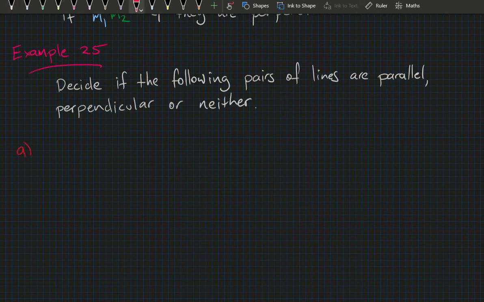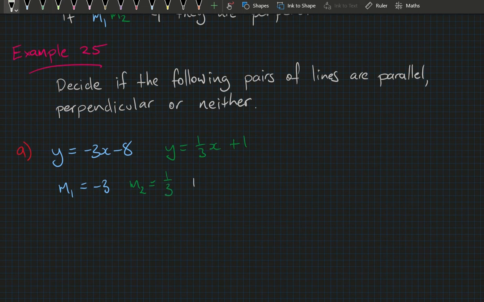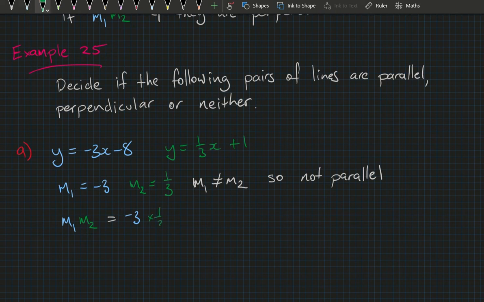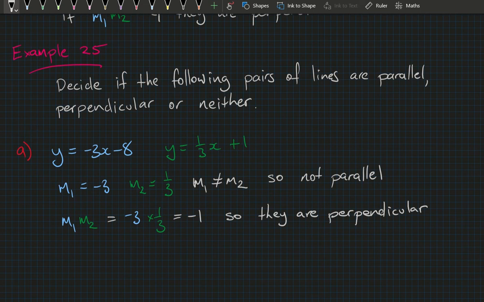In part A, the equations are y equals minus 3x minus 8 and y equals 1/3 x plus 1. If we look at the gradient of the blue equation, m1 is equal to minus 3. And if we look at the gradient of the green equation, m2 is equal to 1/3. So m1 is not equal to m2, so they are not parallel. If we multiply m1 by m2, that equals minus 3 times 1/3, which equals minus 1. So they are perpendicular. Okay, that was easy.